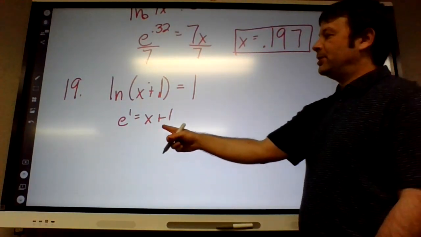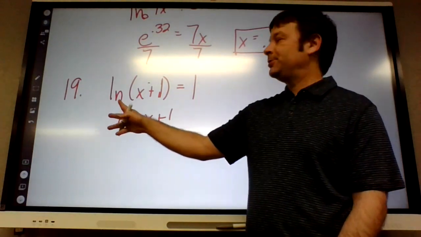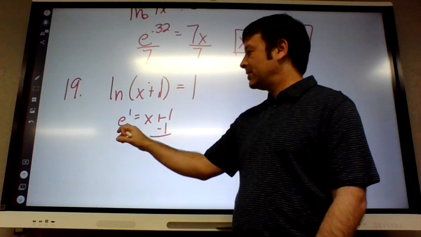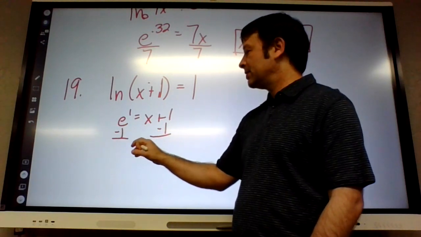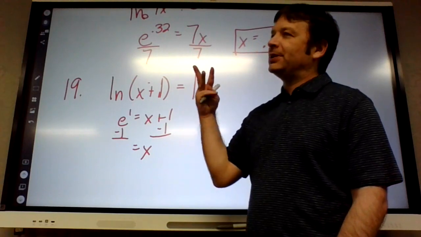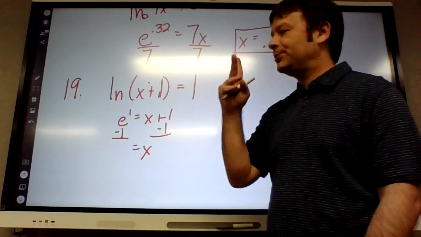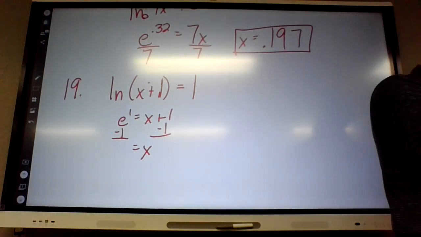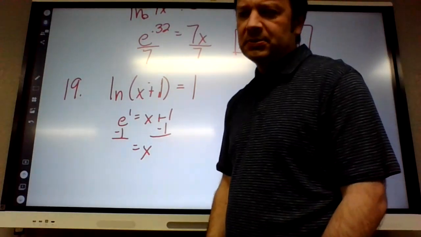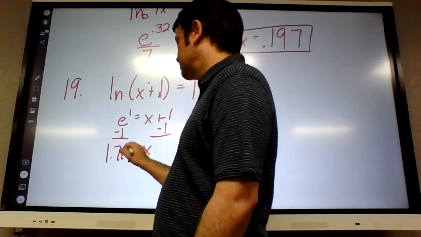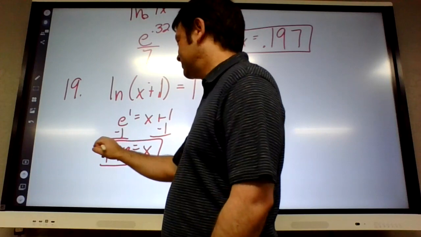Okay, so e to the 1, remember, is like 2.72 or whatever. But to solve for x, we're just going to have to minus 1. But it did say 3 decimal places, so you can't just do 2.72 minus 1. Like 1.7. Just gotta stick each line to the nines straight.